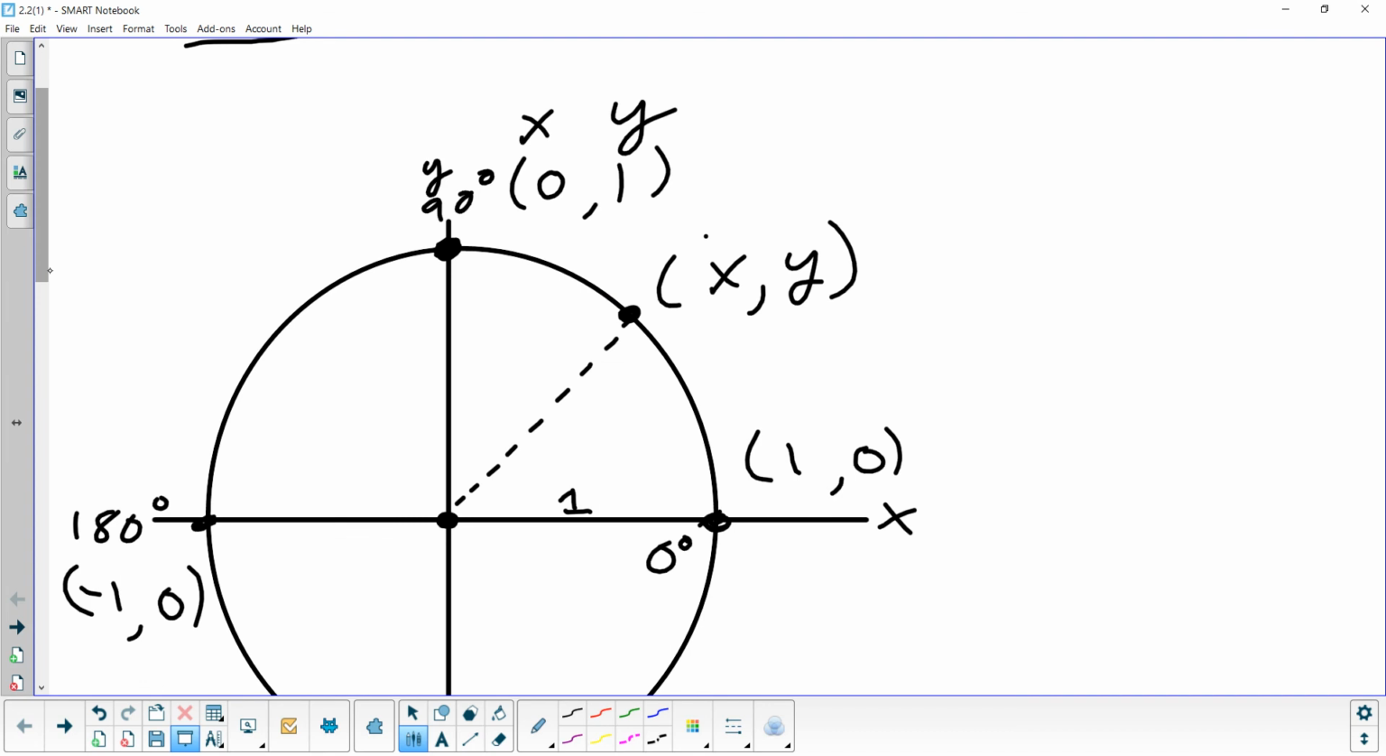And that's the idea of unit circle trig. Any question on the idea of what we have to find? Now some angles are harder to find. Like 45s we can do. Multiples of 30 we can do.